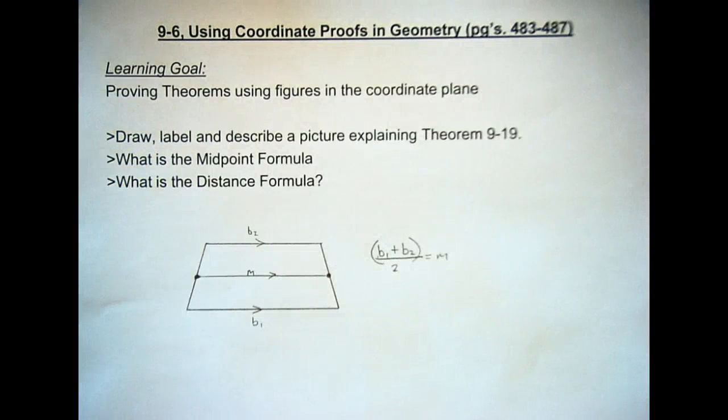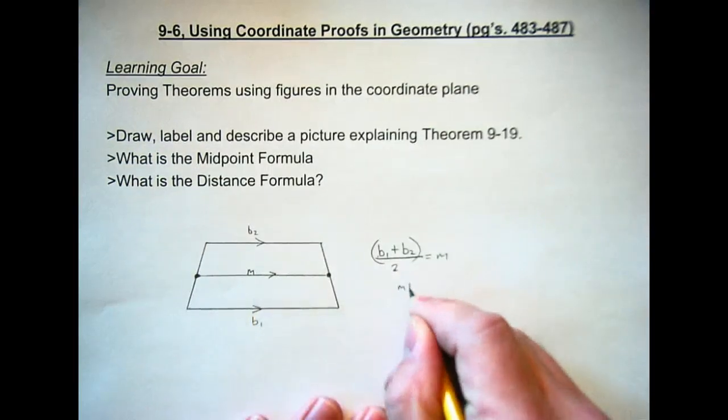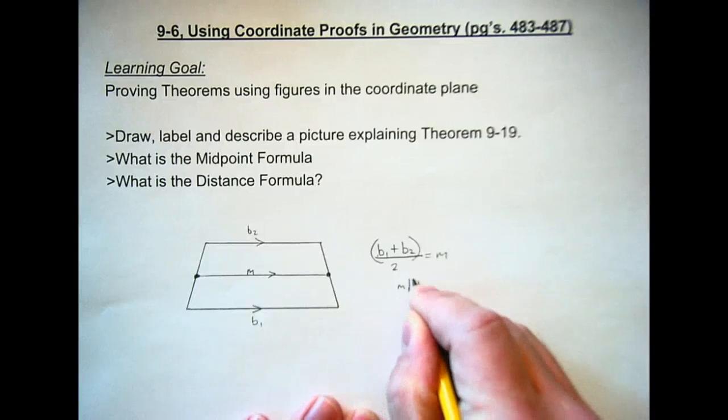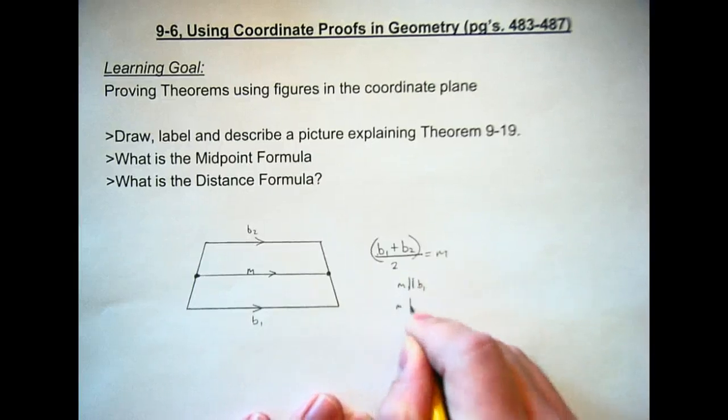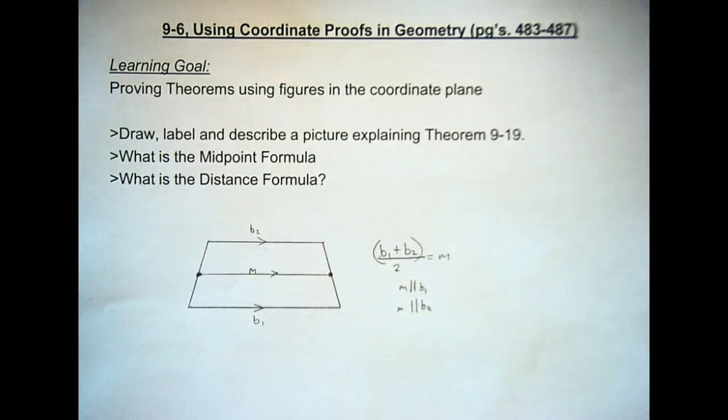All right, so it's parallel. M is parallel to both B1 and B2. And it's half the length of the sum of those two. All right, so you'll be able to use that in some of the coordinate stuff we're doing today. Any questions there? We'll actually hit a proof on it later.